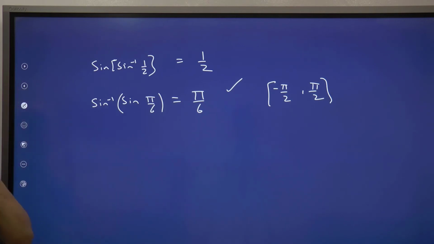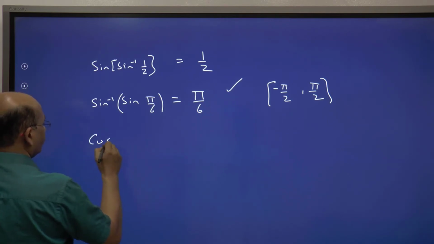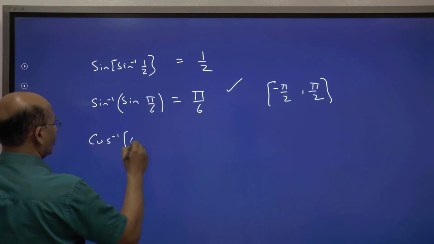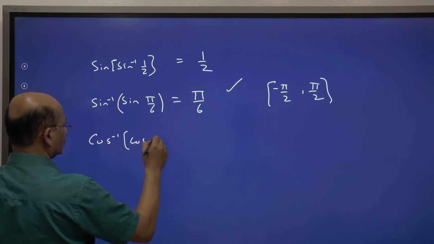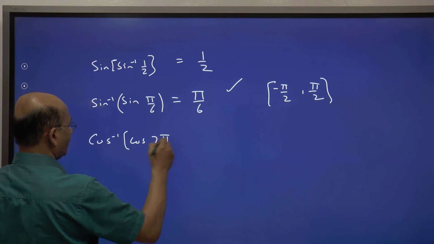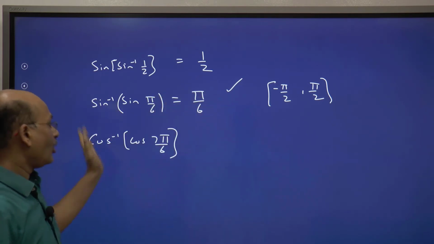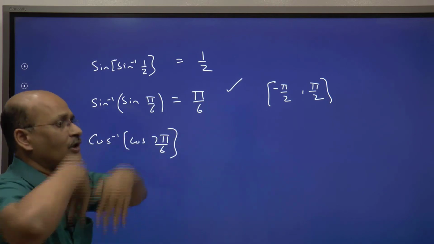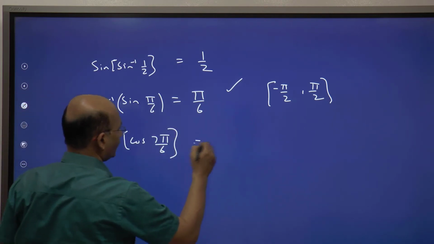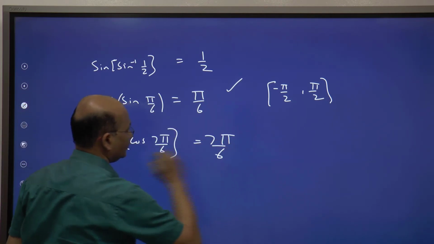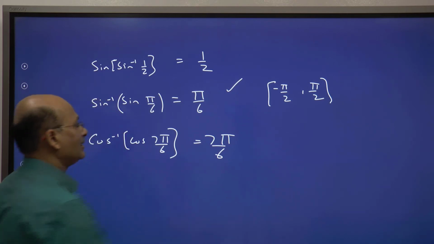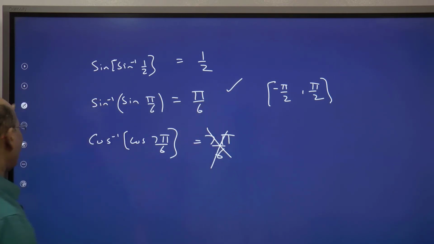But suppose I go with something else, for example, cos inverse of cos 7 pi by 6. Be careful. Cos inverse of cos, immediately you will jump the gun and say 7 pi by 6. How many students wrote 7 pi by 6? I think many might write it, but this is a completely wrong answer. I will tell you why.